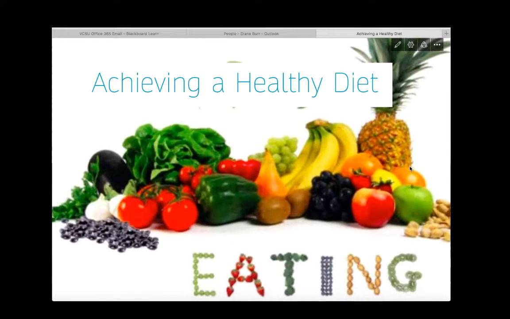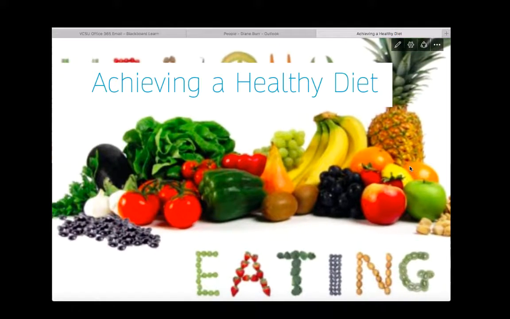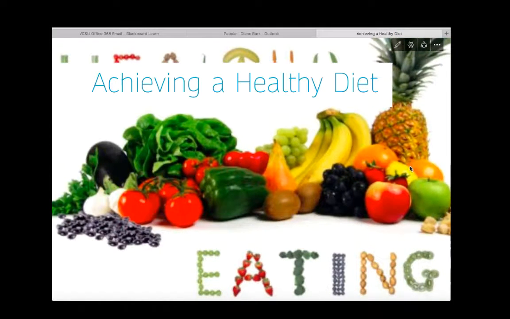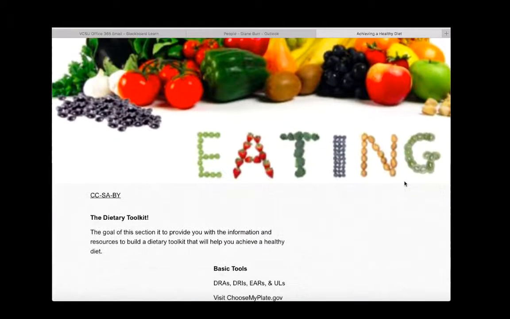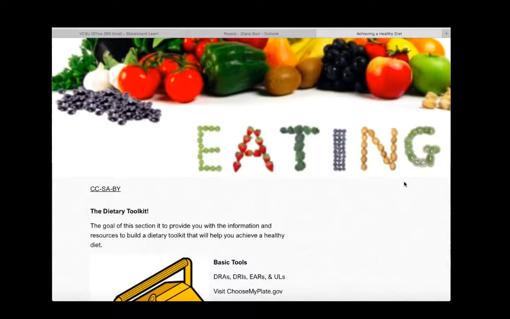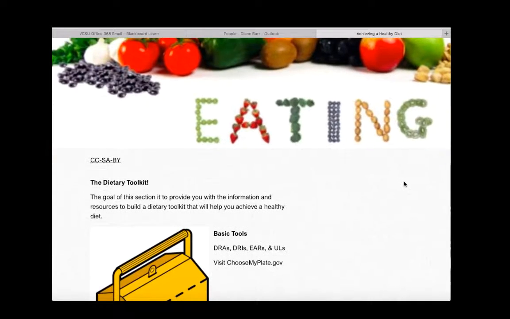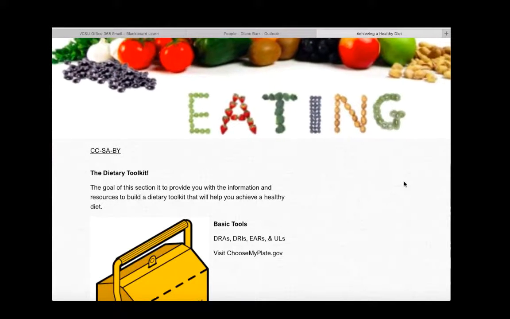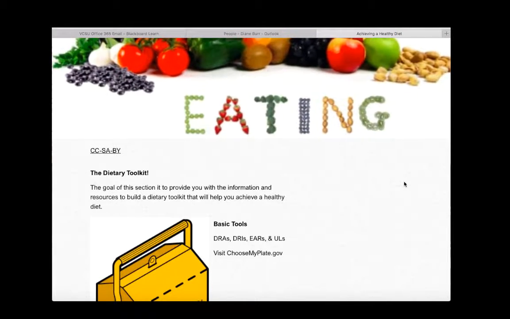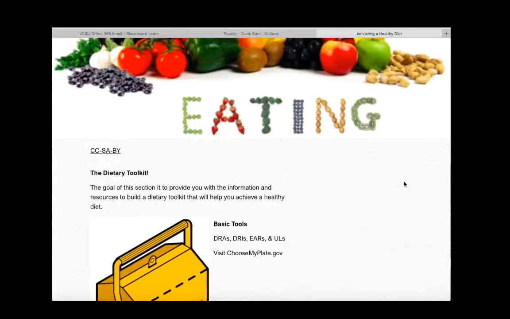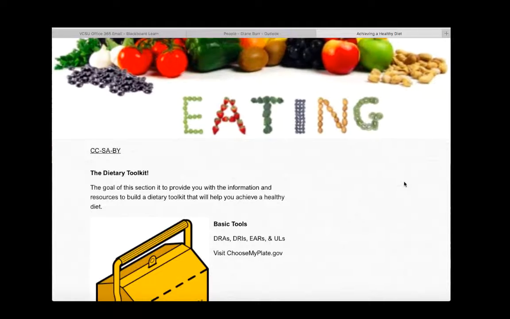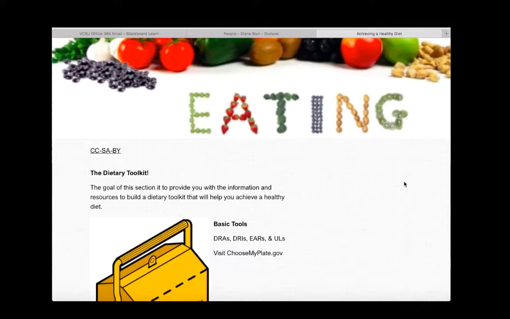The goal of this section is to provide you with the information and resources to build a dietary toolkit that will help you achieve a healthy diet. The basic tools that you need in your toolkit include the knowledge of the recommended daily allowances, or the RDAs, the dietary reference intakes, the DRIs, the estimated average requirements, the EARs, and the tolerable upper limits, the ULs.